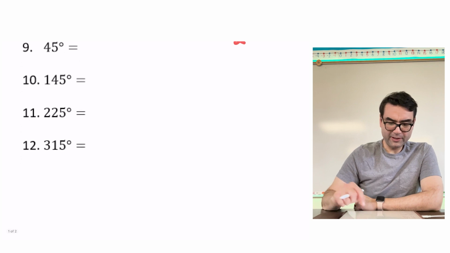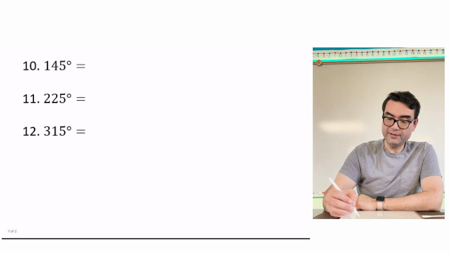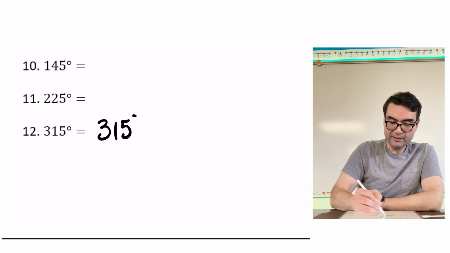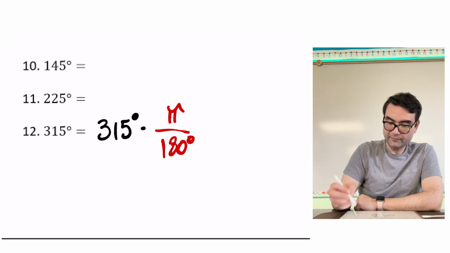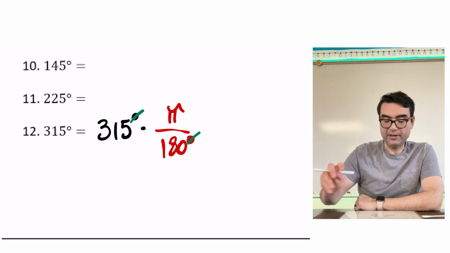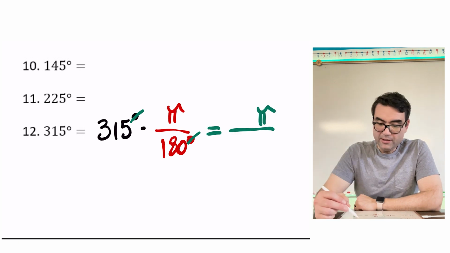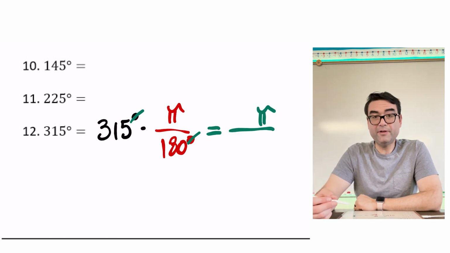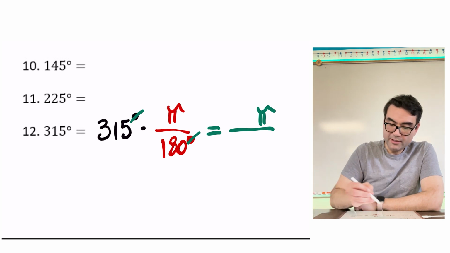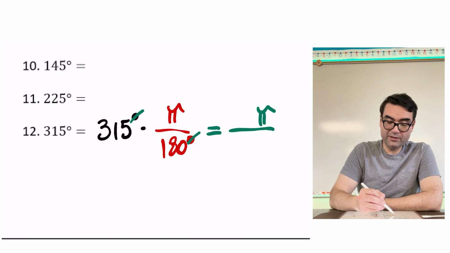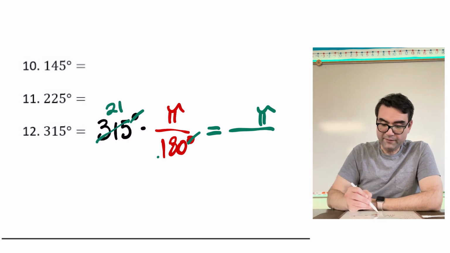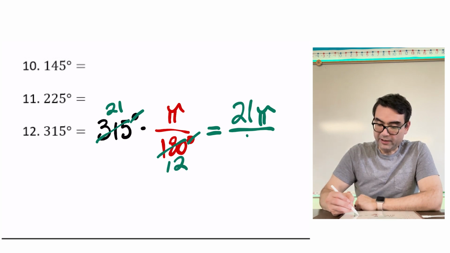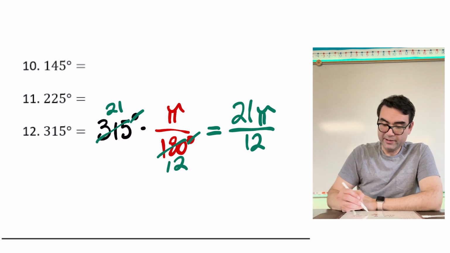We'll go ahead and do one more. We'll do 315 degrees. So 315 degrees times the ratio, as before, pi over 180. The degree units cancel. We could divide top and bottom by 15. 15 goes into 315 21 times. And 15 goes into 180 12 times. So 21 over 12. But those are both divisible by 3. So this would be 7 pi over 4.